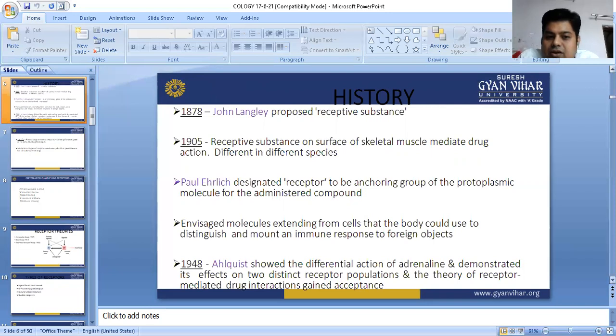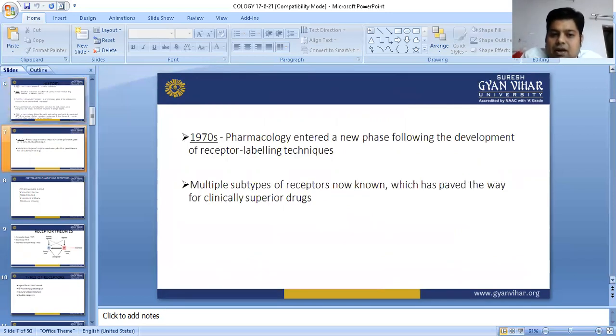invested molecules extended from the cells that the body could use to distinguish the mount in immune response to the foreign object. In 1948, Ahlquist showed the differential action of adrenaline and demonstrated its effect on two distinct receptor populations, and the theory of receptor mediated drug interaction gained acceptance. So these are some of the scientists, and this is the brief history regarding receptors.